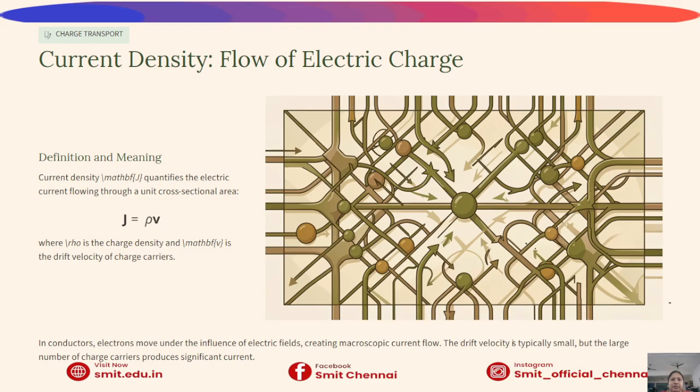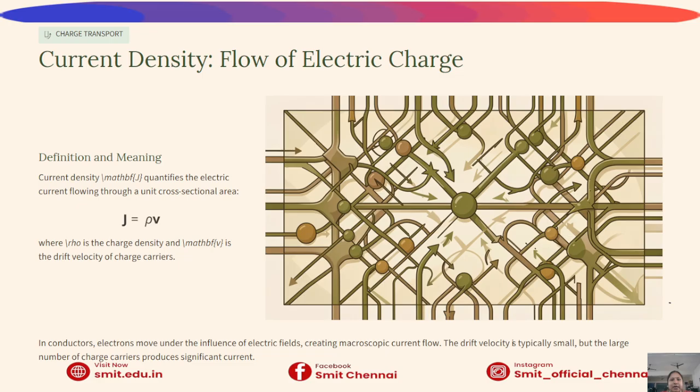Next we see about the current density. The current density is defined as the amount of electric current flowing through a unit cross-sectional area of a conductor. It is represented by the vector quantity J and is expressed as the product of charge density and drift velocity of charge carriers.